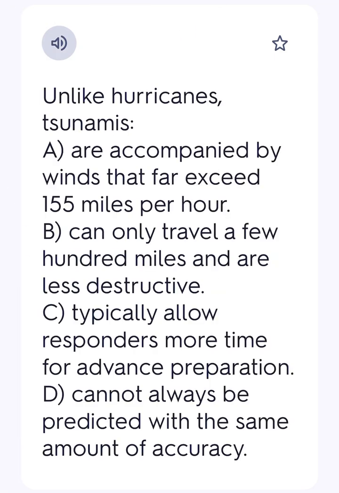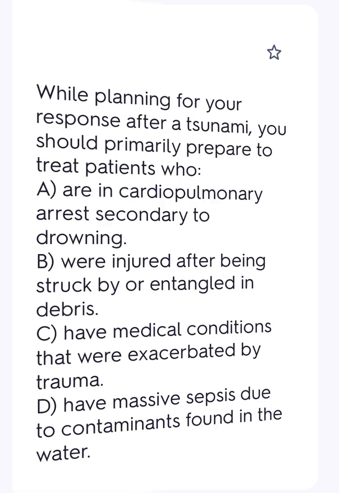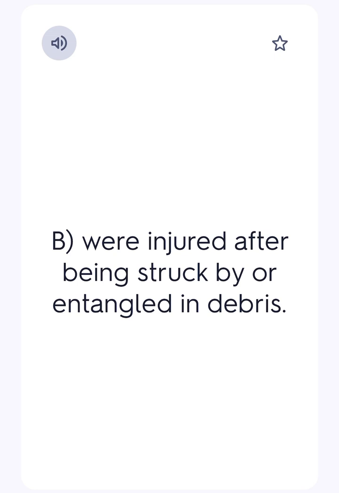Unlike hurricanes, tsunamis are accompanied by winds that far exceed 155 miles per hour. B. Can only travel a few hundred miles, and are less destructive. C. Typically allow responders more time for advanced preparation. D. Cannot always be predicted with the same amount of accuracy. D. Cannot always be predicted with the same amount of accuracy. B. Were injured after being struck by or entangled in debris.